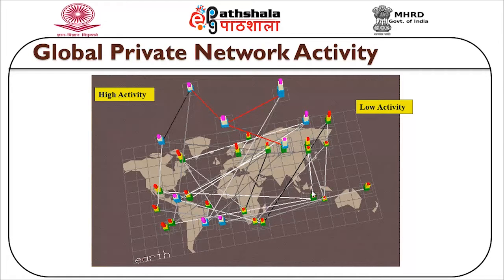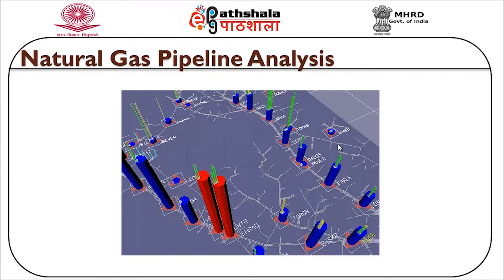The global private network activity is being shown here, wherein high activity and low activity are represented using various color coded lines. Here this is a natural gas pipeline analysis. The amount of natural gas pipelines and things like that are being represented in the form of three-dimensional bar charts, and those are being visualized using a geographical information system.